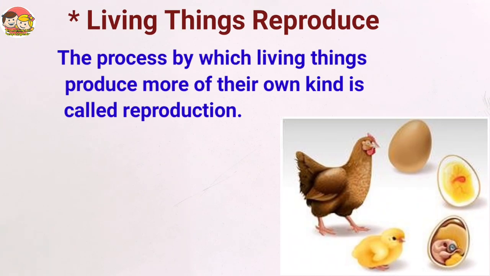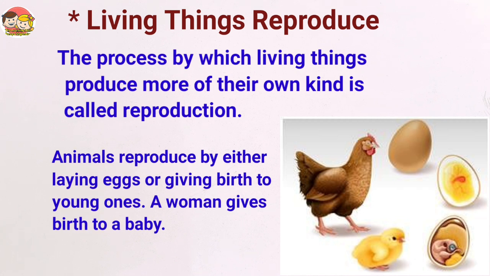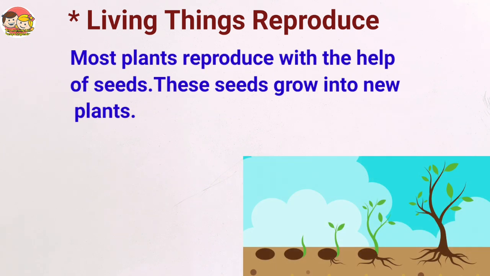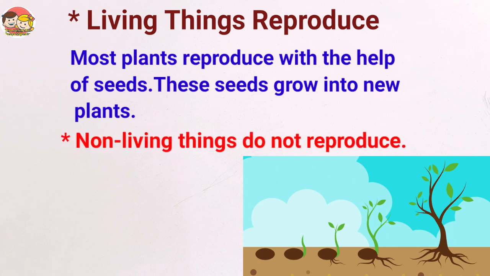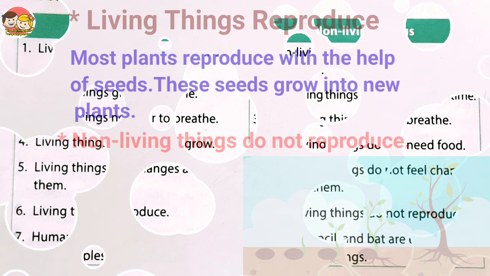Living things reproduce. The process by which living things produce more of their own kind is called reproduction. Animals reproduce by either laying eggs or giving birth to young ones. A woman gives birth to a baby. Most plants reproduce with the help of seeds. These seeds grow into new plants, whereas non-living things do not reproduce.